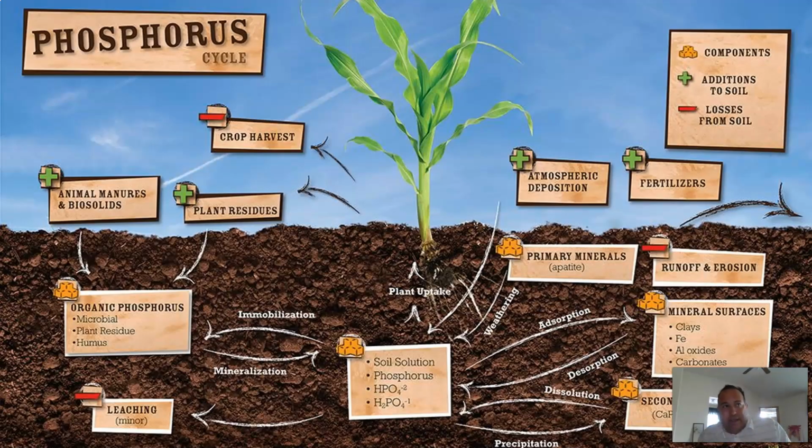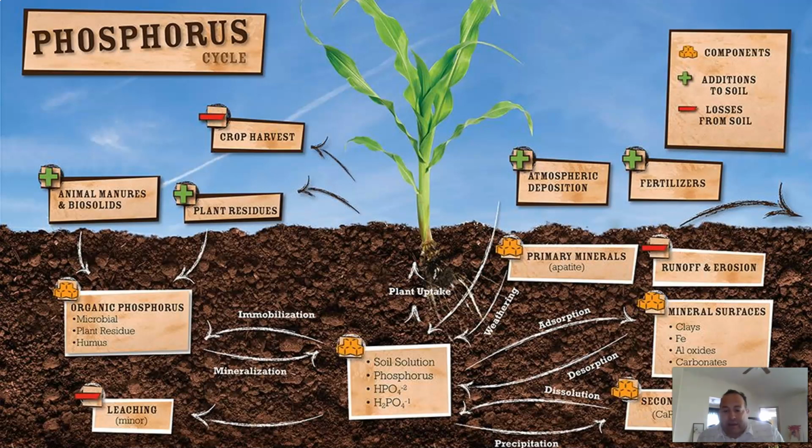So I know we've seen the nitrogen cycle, but let's take a look at the phosphorus cycle. So we can have animal manures and biosolids and plant residues, all those things that end up becoming our organic matter that can give us organic phosphorus. And through our mineralization, we can get our soil solution phosphorus. We'll get probably some leaching from that, and then that's when our plant is able to take it up.